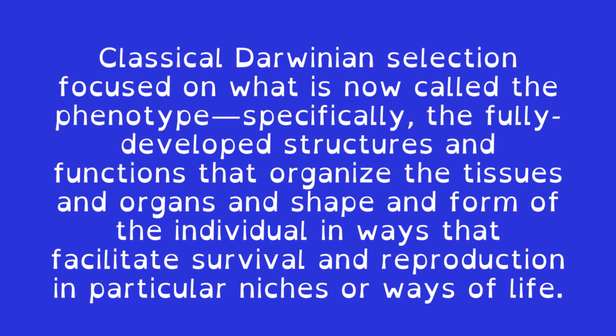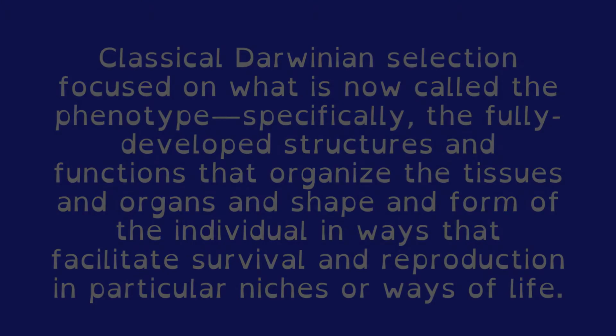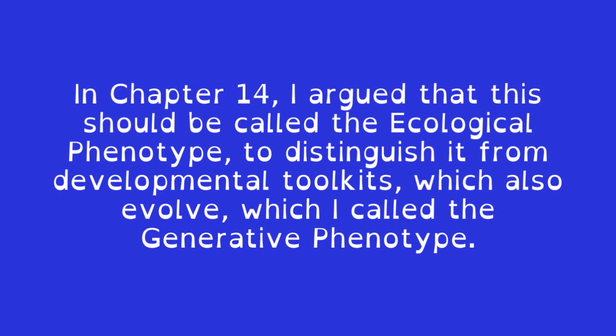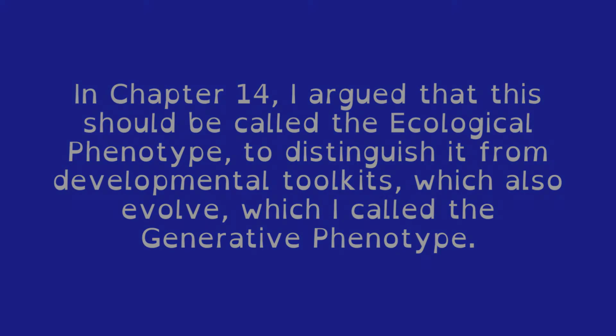Classical Darwinian selection focused on what is now called the phenotype, specifically the fully developed structures and functions that organize the tissues and organs and shape and form of the individual in ways that facilitate survival and reproduction in particular niches or ways of life. In Chapter 14, I argued that this should be called the ecological phenotype to distinguish it from developmental toolkits, which also evolve, which I called the generative phenotype.